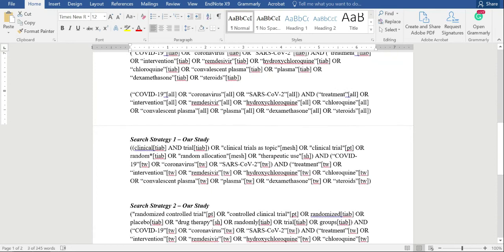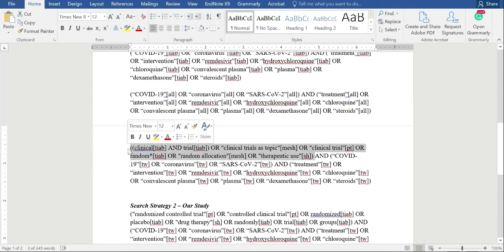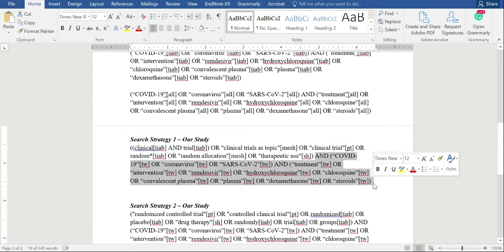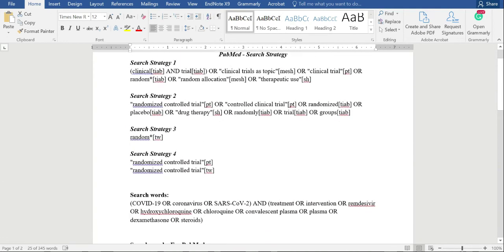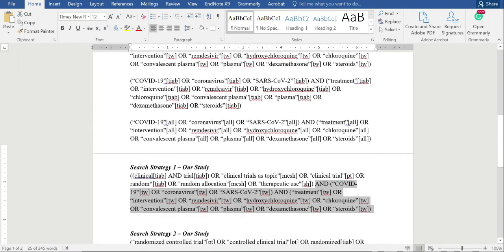So when we do that, what we'll see is the first portion up to this point comes from the first search strategy together with our search words, the keywords, with an AND clause. So you have a clinical trial looked at here, and looking at here is going to be the COVID-19 and the treatment groups that we are interested in. So it was just a copy and paste from our search strategy together with the search words.